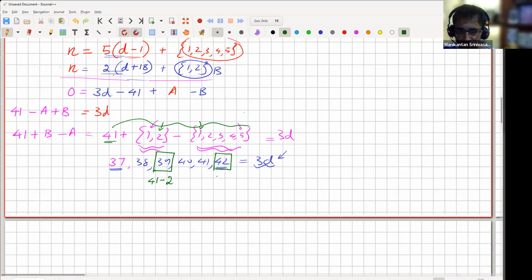And similarly, what is this 42? This is 41 plus 1. Now let's break down how we can arrive at a minus 2 using this combination of A and B. It could be 41 plus 1 minus 3, or it could be 41 plus 2 minus 4. Correct? In other words, from set B, I've picked 1 and from set A, I've picked 3. Or from set B, I've picked 2 and from set A, I've picked 4.